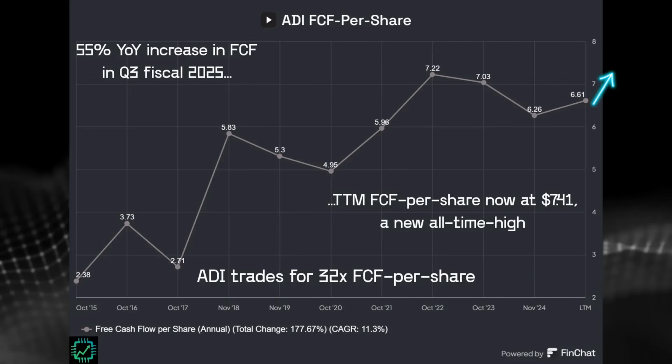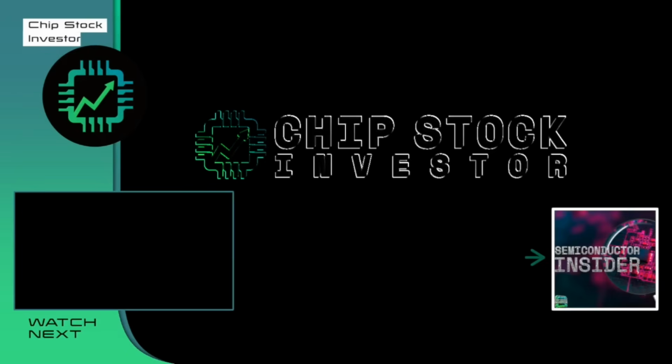Valuation looks reasonable, at least as far as we're concerned. This could be a great core chip stock holding if you don't have one of those and if you're in need of one.